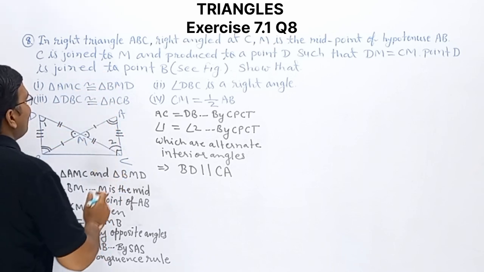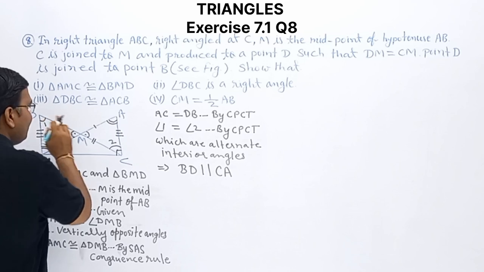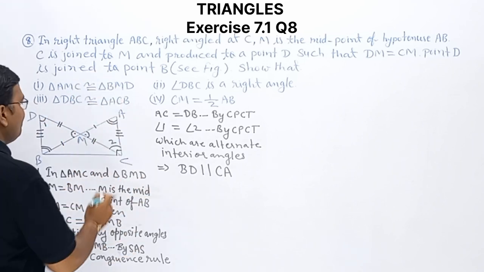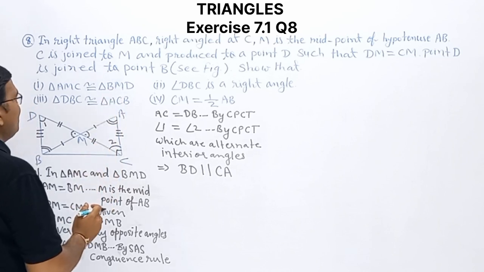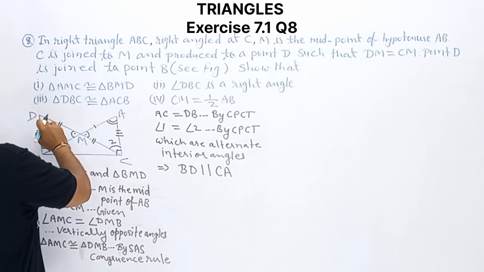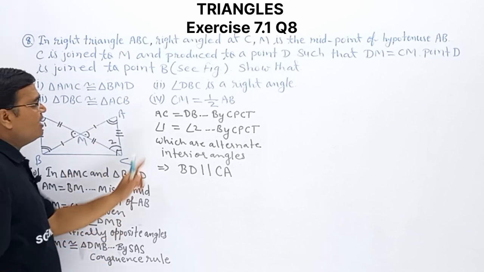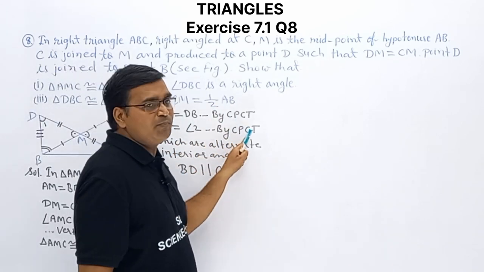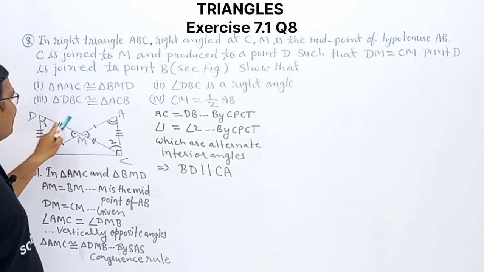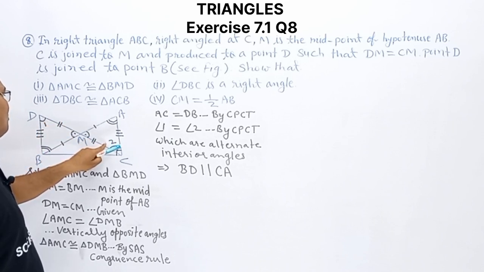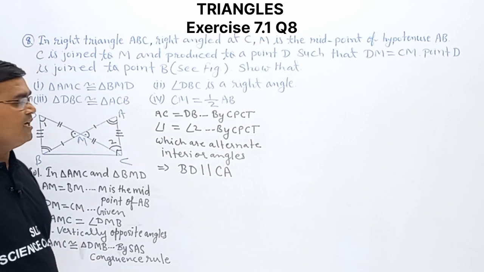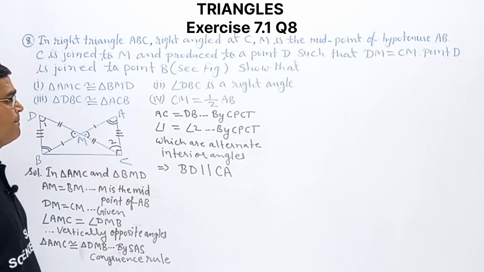If two lines are parallel, only then do we get alternate interior angles equal. So AC and DB are both parallel lines, and we get this angle equal to this one. Angle 1 equals angle 2 is proved by CPCT of these two triangles, and they are alternate interior angles. So we can say AC will be parallel to DB. Clear? We obtained this.